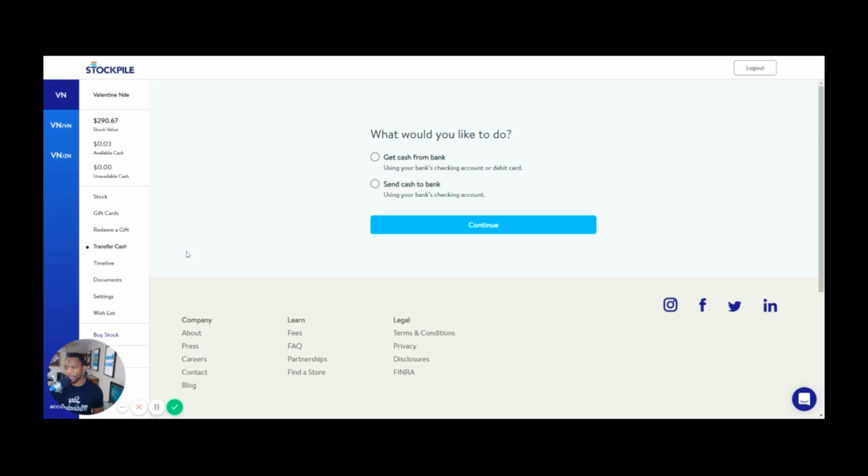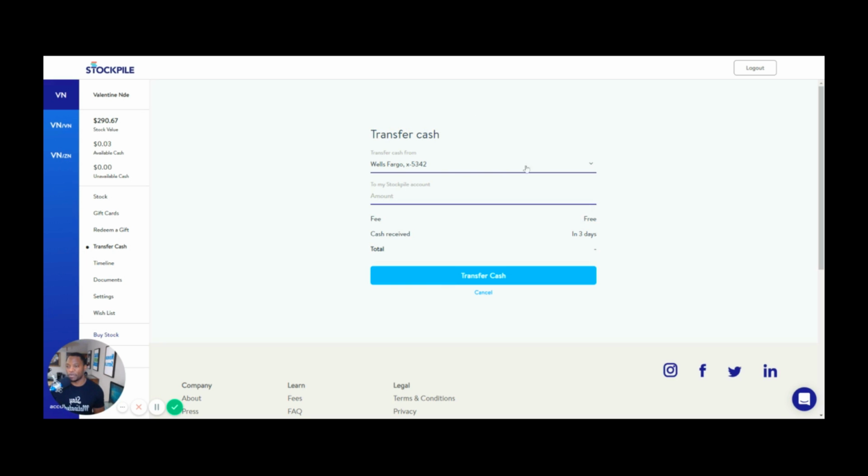Once you get in here, here's what you want to do. Go to transfer cash, and it's going to ask you if you want to send cash to your bank or get cash from your bank. If you're starting out, you want to get cash from your bank. Then we click continue. Right here, I have mine hooked up with my Wells Fargo debit card. You can also say, okay, I want to link a new debit card, and then you link your information. Once you have it linked, you can enter the amount. In your case, you want $100.